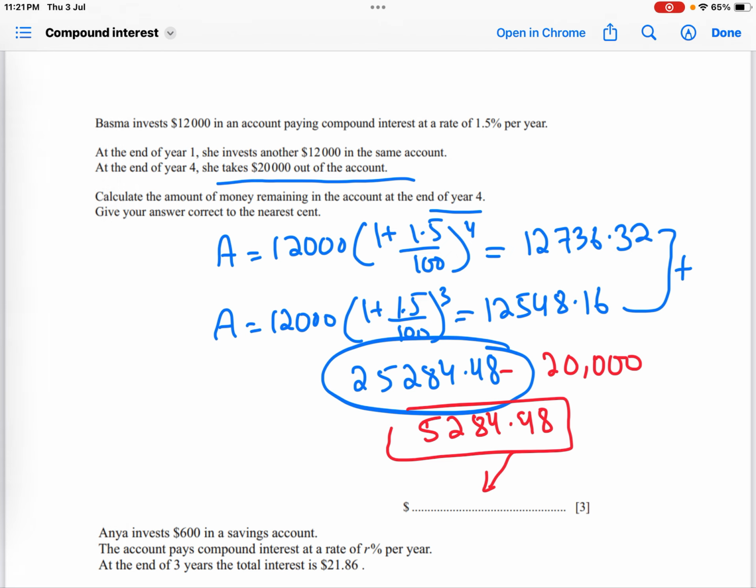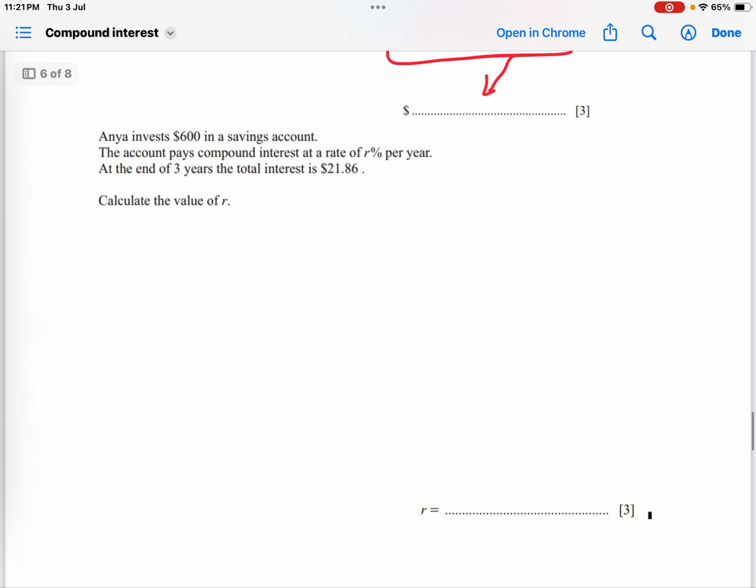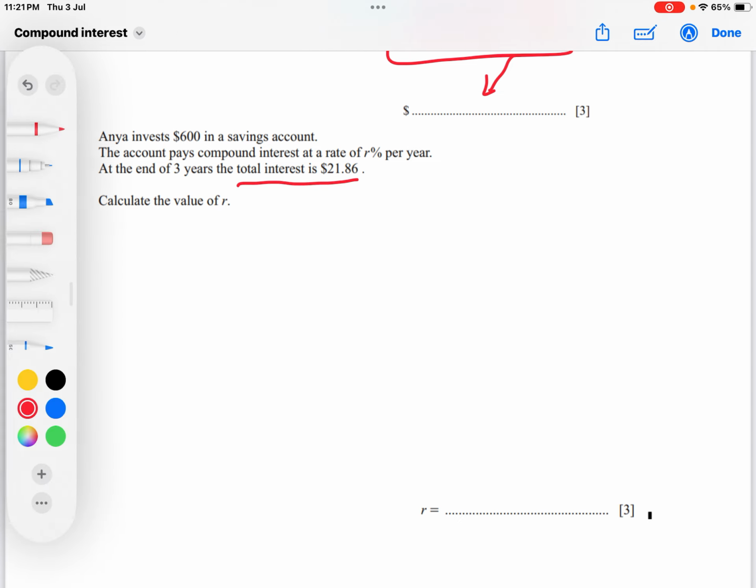I hope everything is clear. That's a very simple question. Now the next part: I invest 600 in a savings account. The account pays compound interest at a rate of R% per year. At the end of 3 years, the total interest is 21.86.